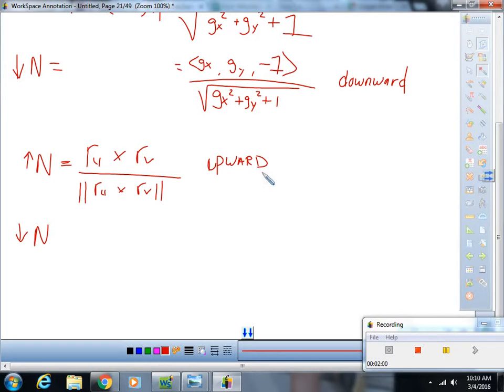Does anyone have any idea how you'll do it downward? How do you switch the sign of a cross product? You switch the order, exactly. So it's r sub v cross r sub u over the magnitude. You don't have to switch them on the bottom. I don't think it'll matter, but we'll just stick with switching them. And that's going to be downward. So not a big deal. That's how you find unit vectors.